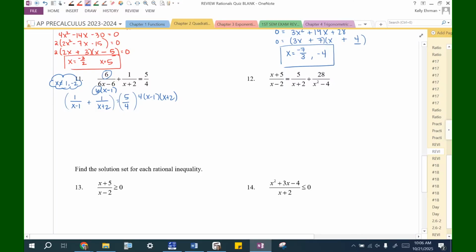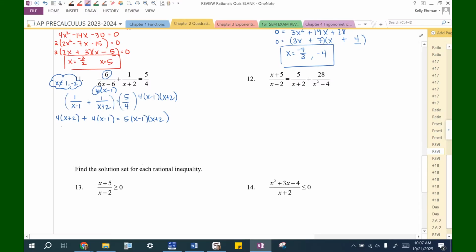So for the first term, the x minus 1 would cancel, and you'd be left with 4 times x plus 2. Plus, here the x plus 2 would cancel, so 4 times x minus 1. On the other side, the 4's would cancel, so you'd still have a 5 up there, times x minus 1, x plus 2.